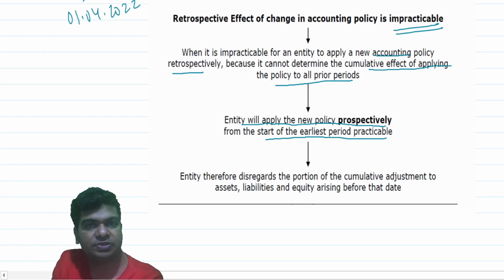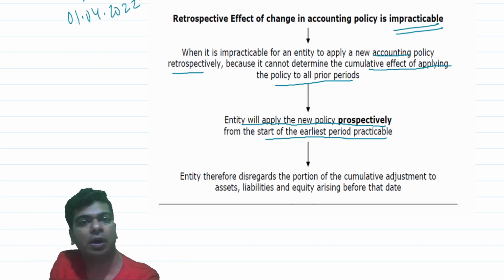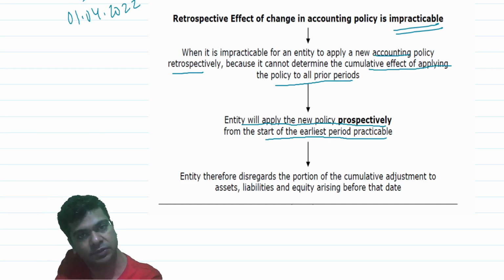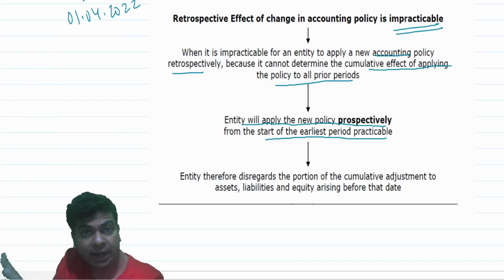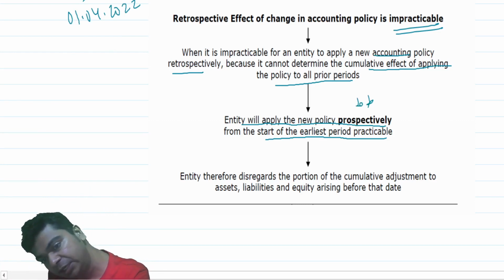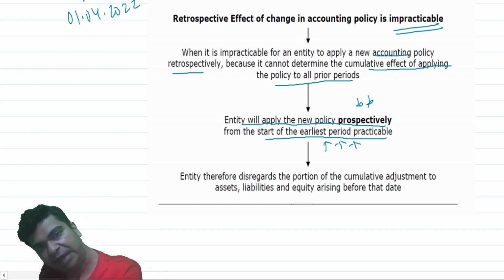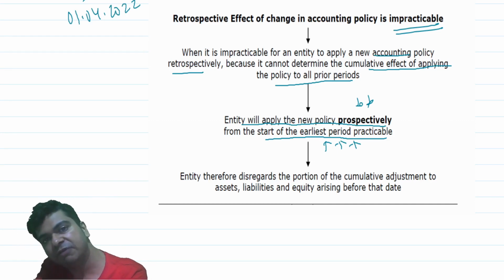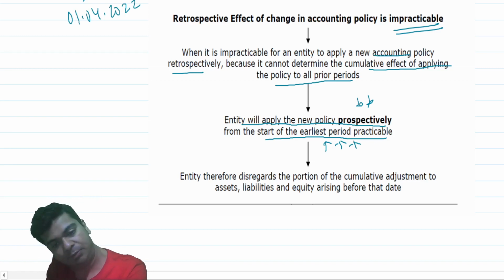I have been doing my business since the last 25 years. I am changing my accounting policy. Basically, for Ind AS 8, I have to do a retrospective calculation for all the 25 years. But this is becoming impracticable for me. But I can do calculations for the last 5 years. Right, you are basically applying it prospectively, but from the start of the earliest period practicable. I feel that the last 5 years calculations can definitely be done. Then from the last 5 years, I will do my calculation for the change in the accounting policy.